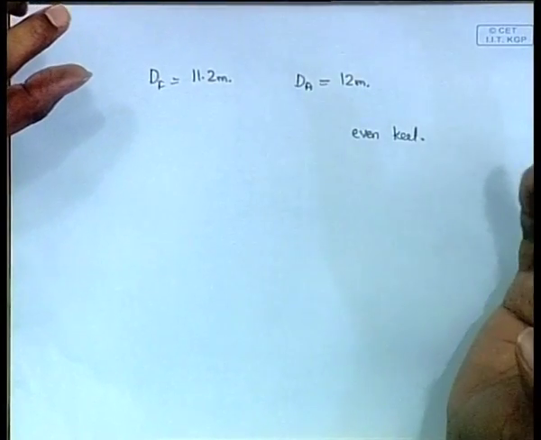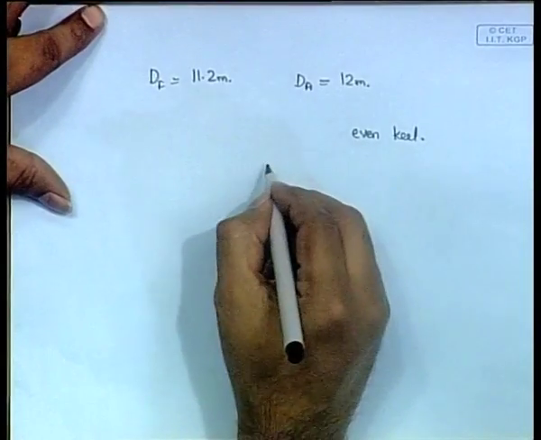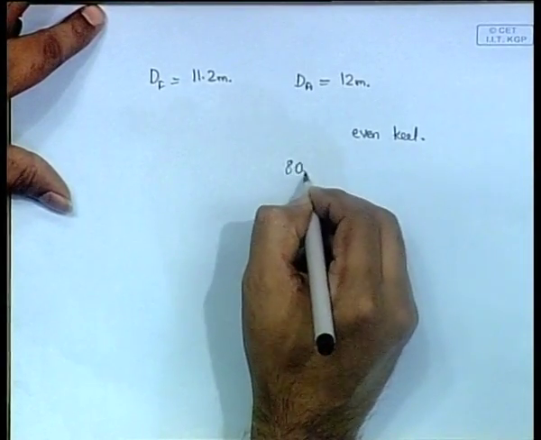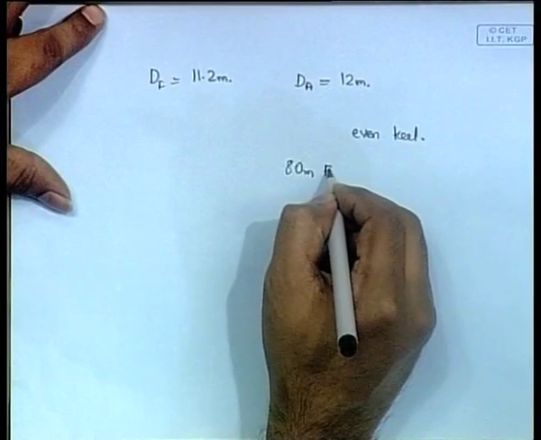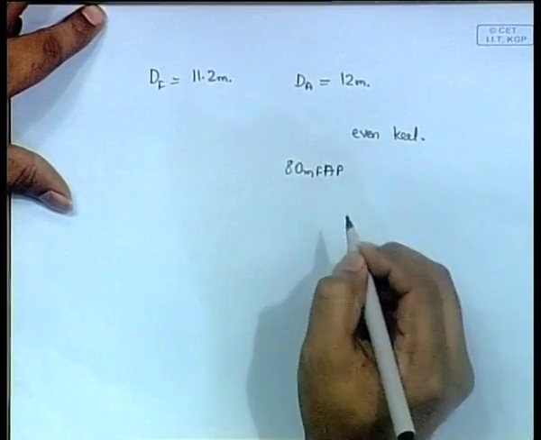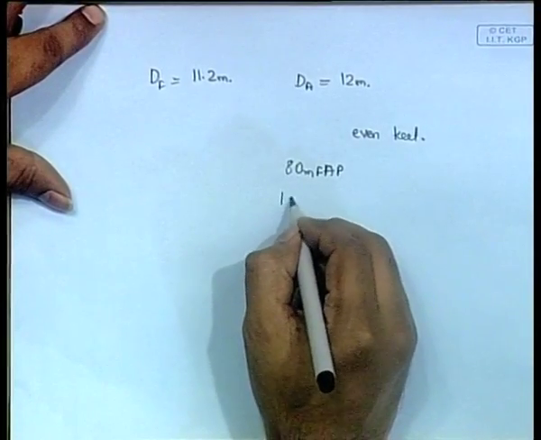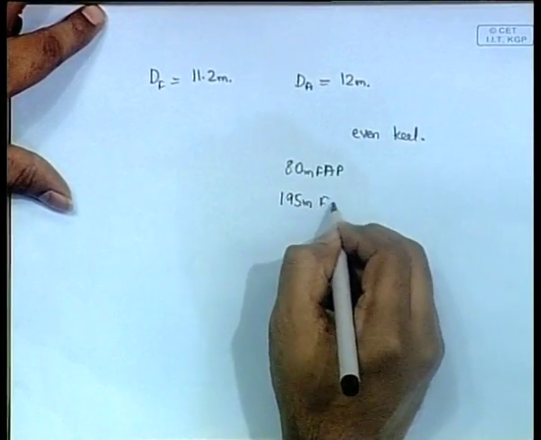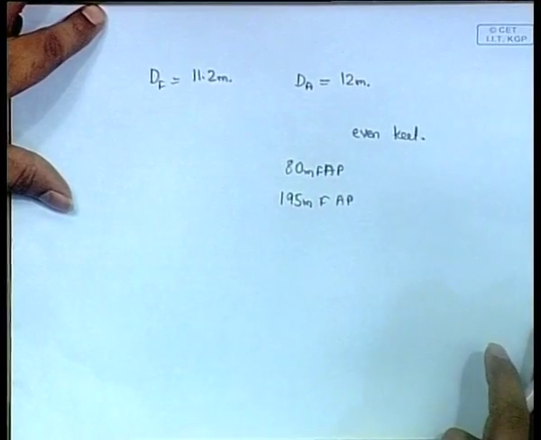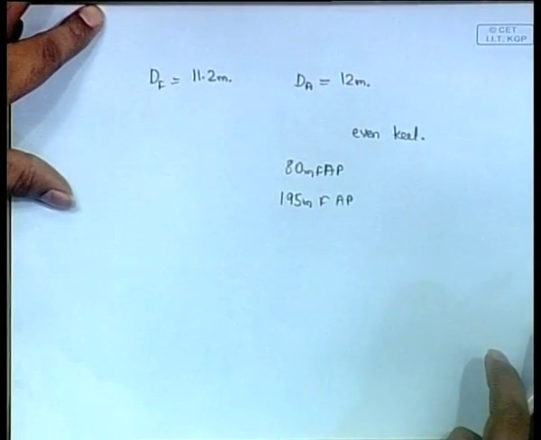Ballast water is moved from a double bottom tank which is 80 meters forward of AP to another tank which is 195 meters forward of AP. So, there are two tanks, one 80 meters forward of the aft perpendicular and another 195 meters forward of the aft perpendicular. Ballast water has to be moved from one to the other, as a result of which the ship should become even keel.